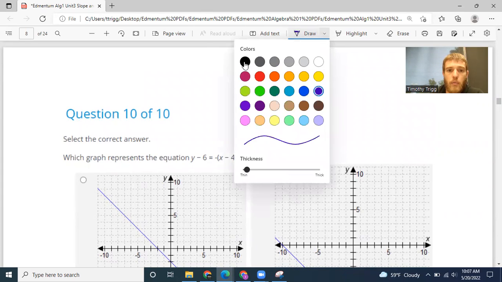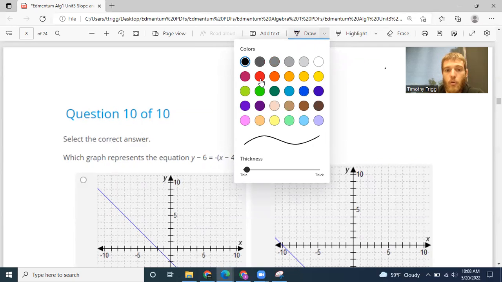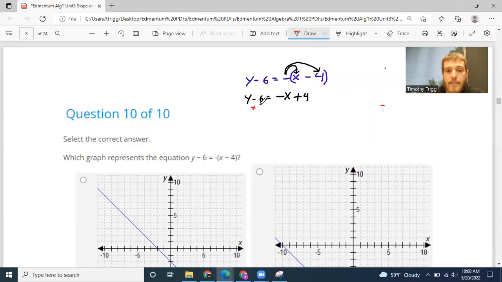And one thing we would do first is I would actually distribute this negative into this parentheses. And when you distribute a negative, that changes the sign of every term in here. So here we'd have y minus 6 equals, and this is going to make negative x and then plus 4. That negative makes that a plus 4 there. Then to get y by itself, so that we can be in the form y equals mx plus b, we're going to go ahead and add 6. Add 6, giving us that y equals negative x plus 10.